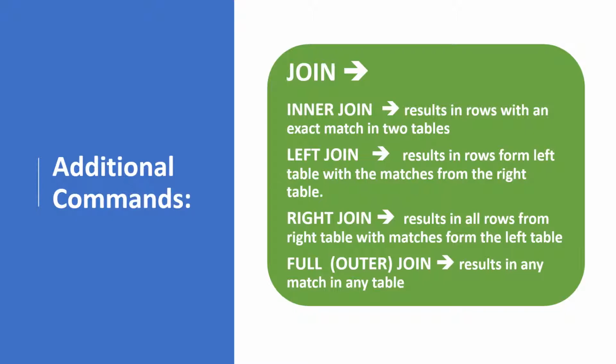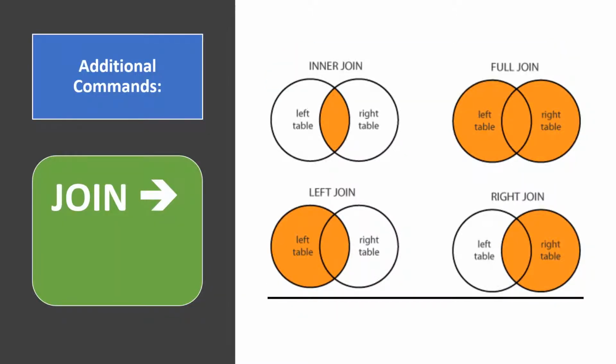Tables can be merged together in SQL using the join function. There are four types of joins. Inner join, which results in rows with an exact match in two tables. Left join, which results in rows from the left table with the matches from the right table. Right join results in all rows from the right table with the matches from the left table. And full or outer join, which results in any match in any table.